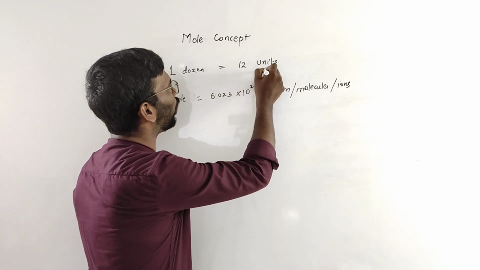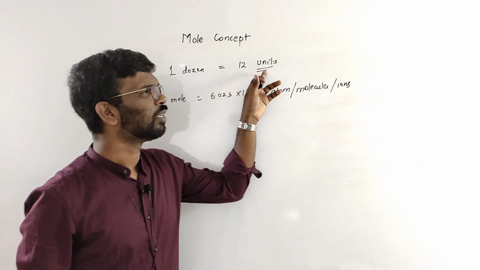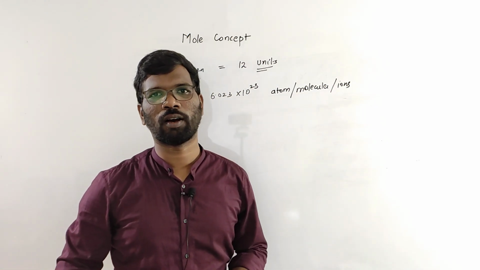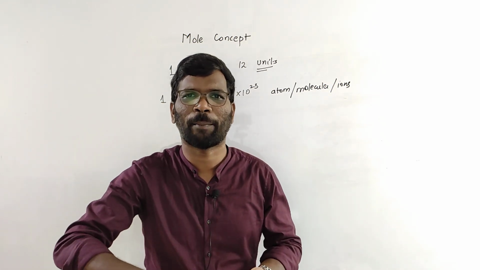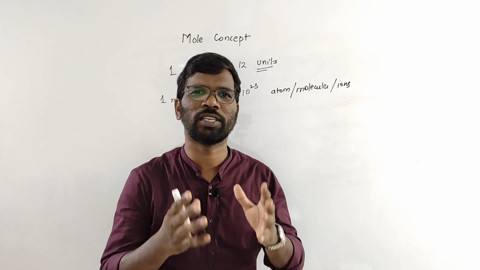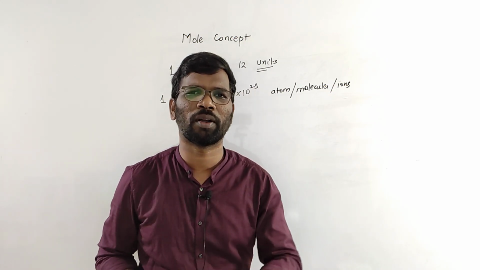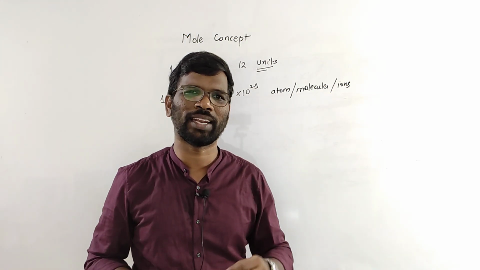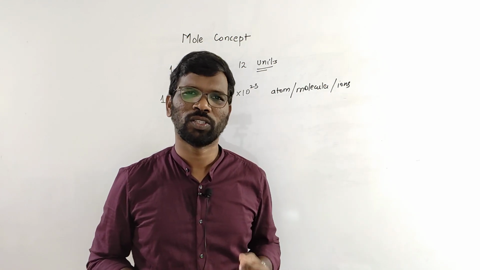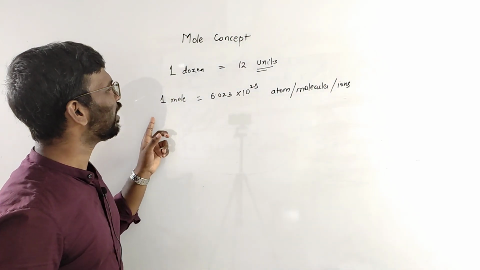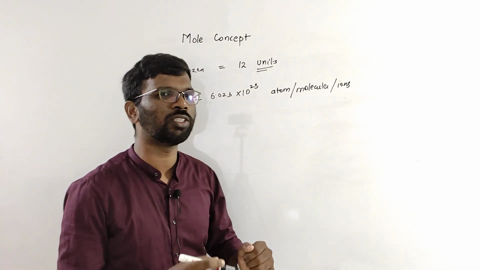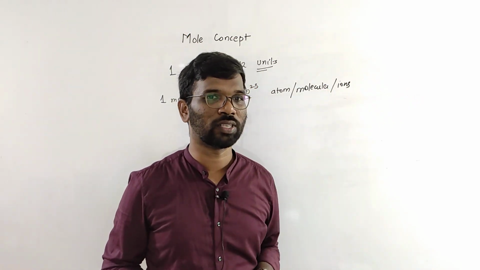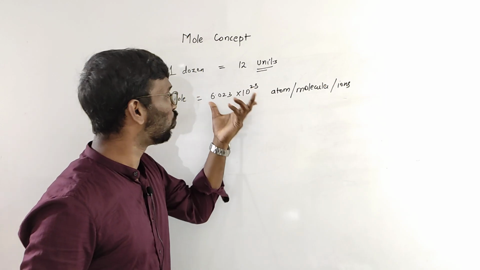Like the way 12 units we are saying, this 1 dozen system could be used for calculation of bananas, apples, mangoes, or even if you are purchasing notebooks, pens, or even counting the number of scooters in a row or number of cars on a highway. So many things you can calculate using the dozen, right? Same way, we can say that 1 mole is equal to 6.023 into 10 raised to 23 atoms, molecules and ions.